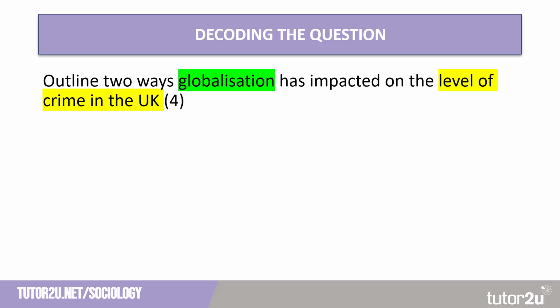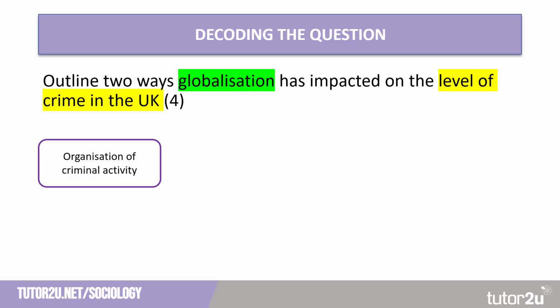So we've highlighted our cause in green here, so we need to outline 2 ways globalization has impacted on the level of crime in the UK, which is our effect, which is highlighted in yellow. Now this is important because many students might read this question and think about global types of crime, for example, cybercrime or state crimes. But the question is not asking you about types of crime. It's asking you about ways in which globalization has impacted on the level of crime in the UK.